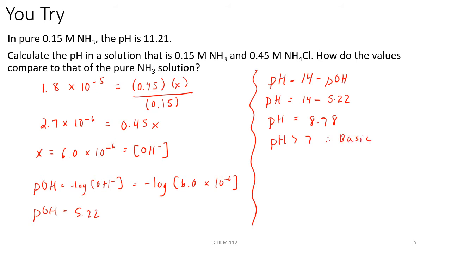But how does that compare to our pH of our solution of just the weak base that did not contain a common ion? So the pH of just a pure 0.15 molar ammonia solution was 11.21. When we took the pH of that ammonia solution that had ammonium chloride in it, or a common ion, now the pH is less basic. It's a little bit more acidic because we shifted to the left. We shifted away from our hydroxide ion towards the ammonia and the water. So it makes sense that it was less basic or more acidic than just the pure ammonia solution.